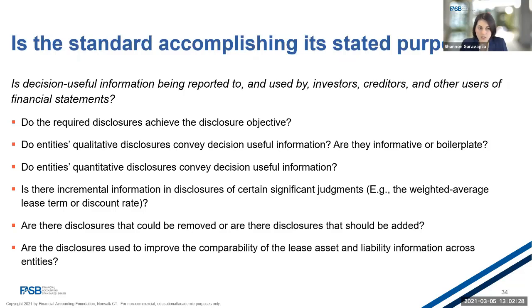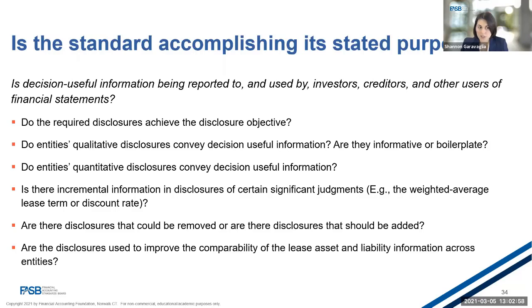So as it pertains to the qualitative disclosures, we wonder if they convey useful information, and perhaps more specifically, if they're informative or boilerplate. And this is one place that, as an academic, I can totally see how we could use large-scale textual analysis to provide some very helpful information in this area. Then in terms of quantitative disclosures, again, do they convey decision useful information? One other question here is whether there's incremental information in disclosures of certain judgments.